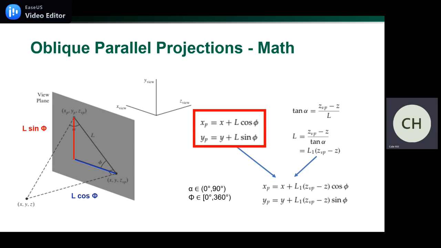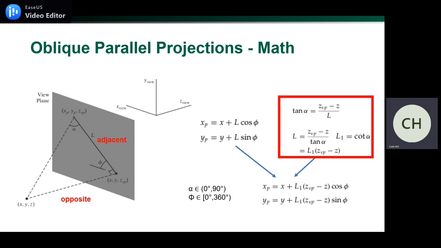Now, you see that this forms a right triangle with the red lines and the blue lines in the L, and the y component is L sine phi, and the x component is L cosine phi using our SOHCAHTOA rules. And we can see that x sub p is equal to x plus L cosine phi, and y sub p is equal to y plus L sine phi. So that explains these equations.